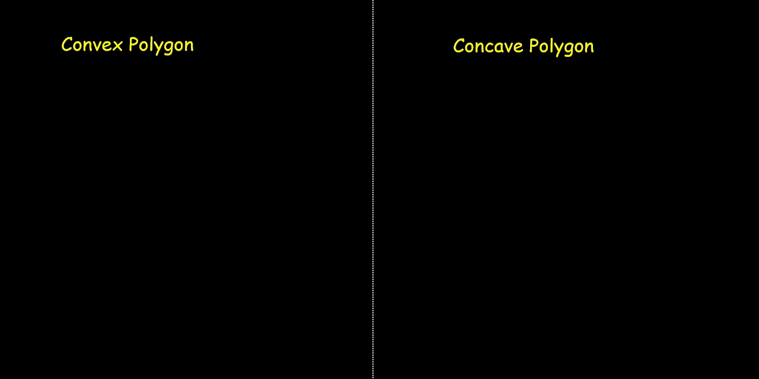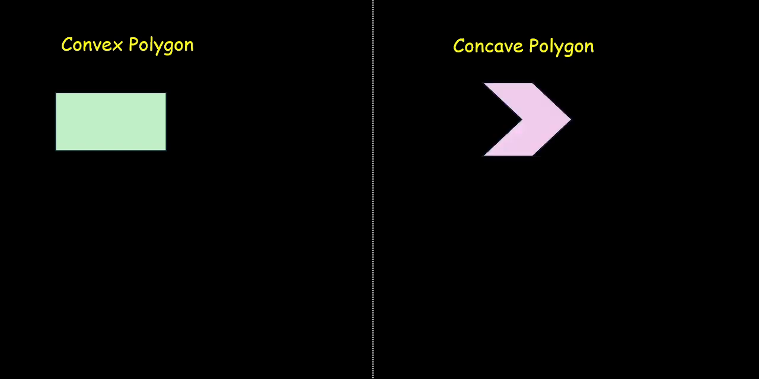I am going to start by taking one example of a convex polygon and one example of a concave polygon. A polygon is a shape which is made up of straight lines. So let us look at these lines and at the points where the lines meet, that is the vertices. We'll notice that in the case of convex, each of the vertices is bulging outwards.